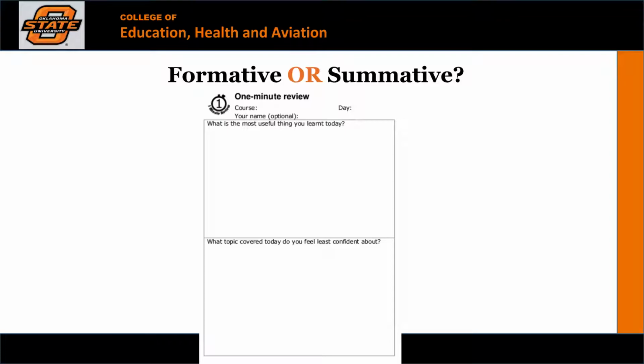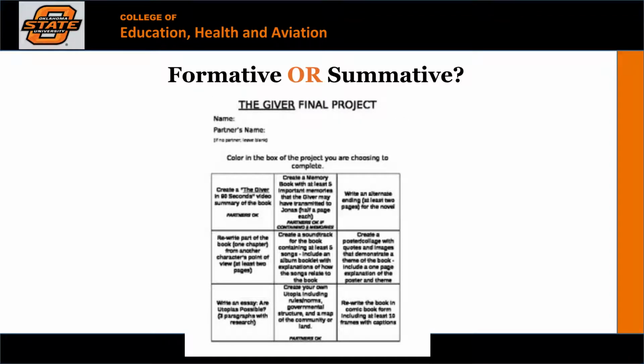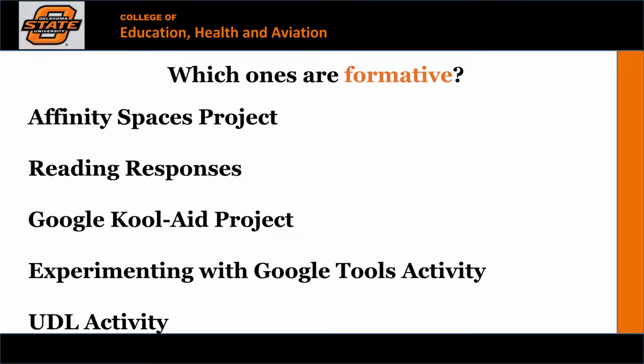So this is a 1-minute review. Students are supposed to describe the most useful thing that they learned, as well as something that they felt least confident about that day. Formative or summative? All right, I apologize for the pixelization of this picture, but this is a final project. Students have a choice board of things they could do. They could write an alternative ending, create a soundtrack, write an essay, rewrite the book in comic strip format, a lot of different options. Formative or summative?